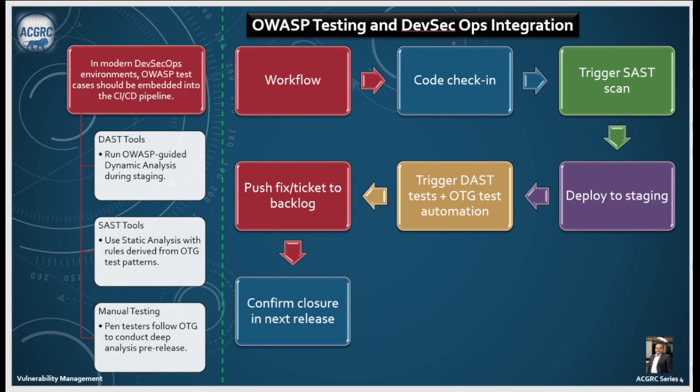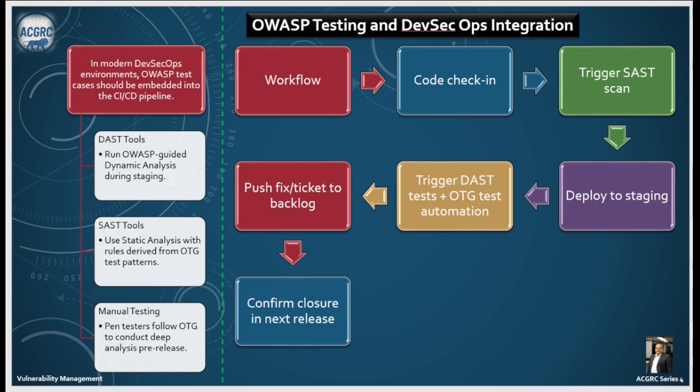DevSecOps stands for Development, Security, and Operations, working together to build secure software from the very beginning. In simple terms, DevSecOps is about baking security into every stage of software development, not sprinkling it on at the end. The OWASP testing guide fits perfectly into this model by providing practical security tests and checks that can be used throughout the development lifecycle.